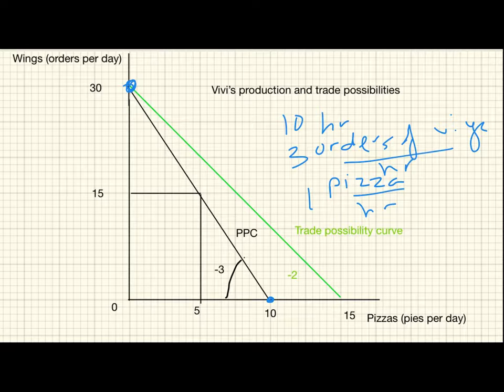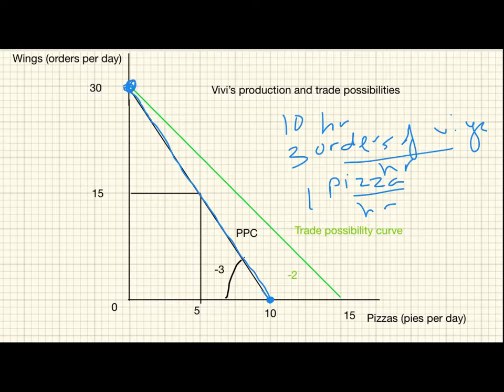Anytime she can make 1 pizza per hour, whether she's making 10 pizzas or 0 pizzas, and 3 orders of wings per hour, you have a constant trade-off. And these PPCs are just straight lines. You just find the endpoints, connect the dots. For the gains from trade, you figure out whether she specializes in wings or in pizza by comparing the opportunity costs.